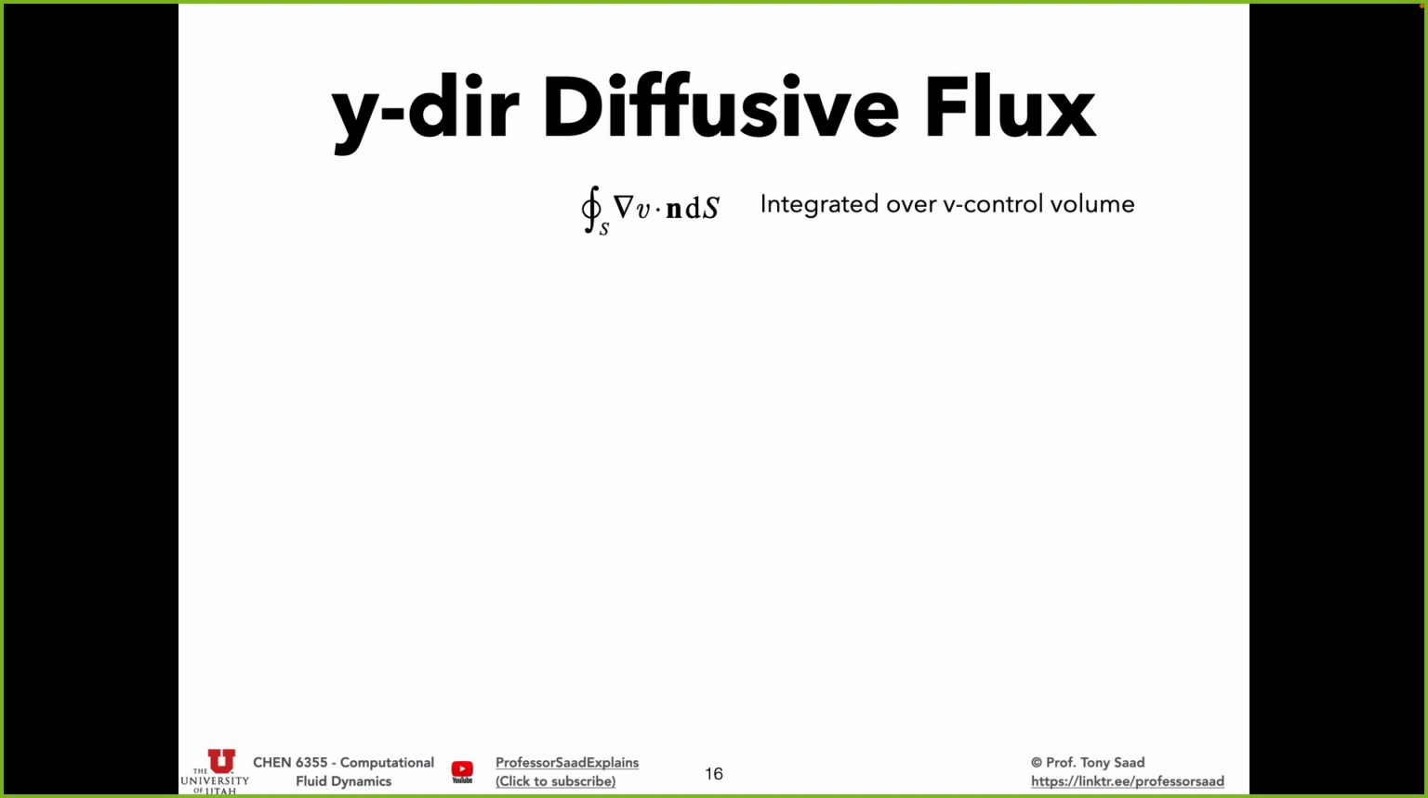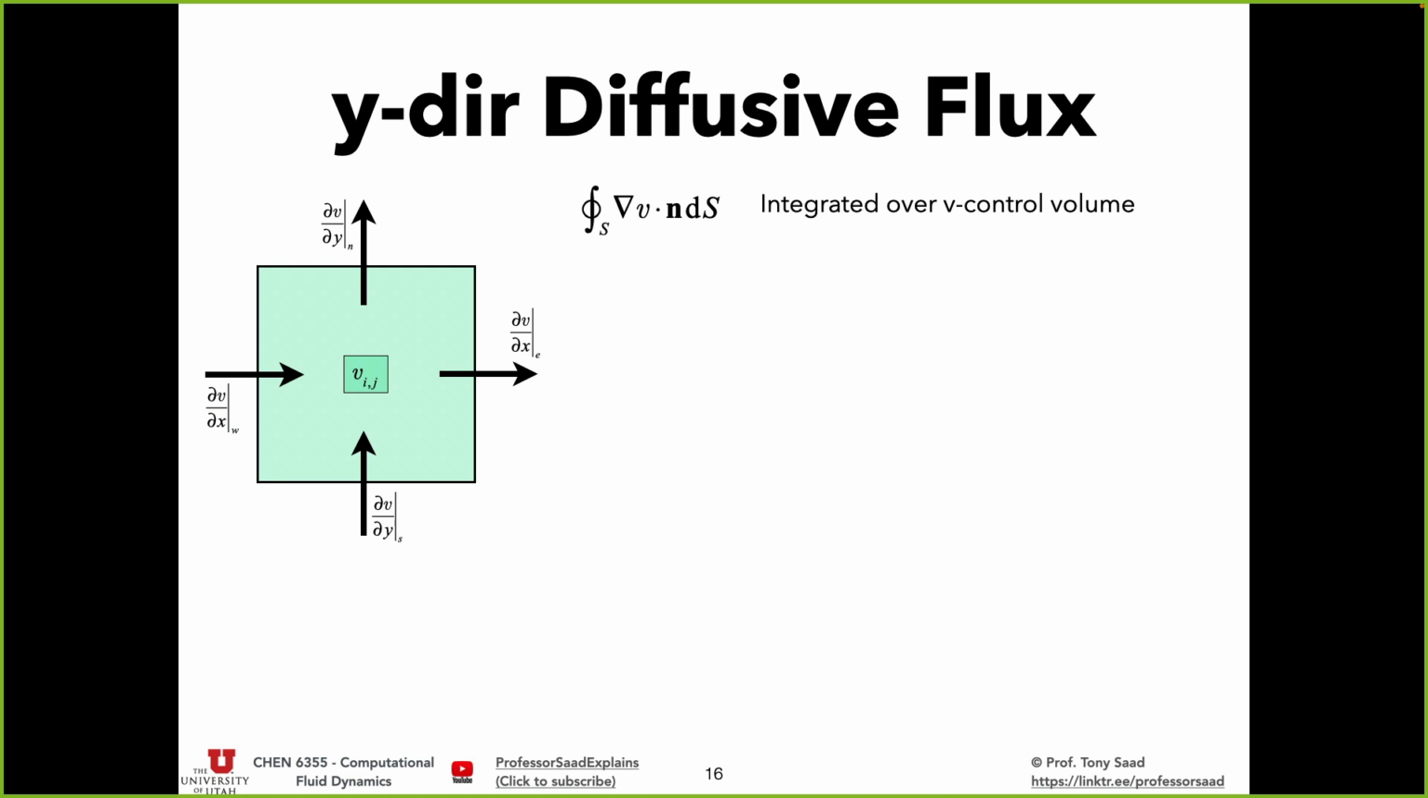Same thing with the y momentum diffusive flux. You have this integral, and then it's the same thing. You get these fluxes across the surface of the control volume. In this case, you're diffusing v. So grad v is dv by dx i plus dv by dy j. And the unit normal is going to be either 1, 0, 0, 1, minus 1, 0, 0, minus 1. And then you dot it, you get the correct component, so you're able to get all of those guys over here. Ends up being dv by dx east, and then dv by dx west, and so on and so forth.